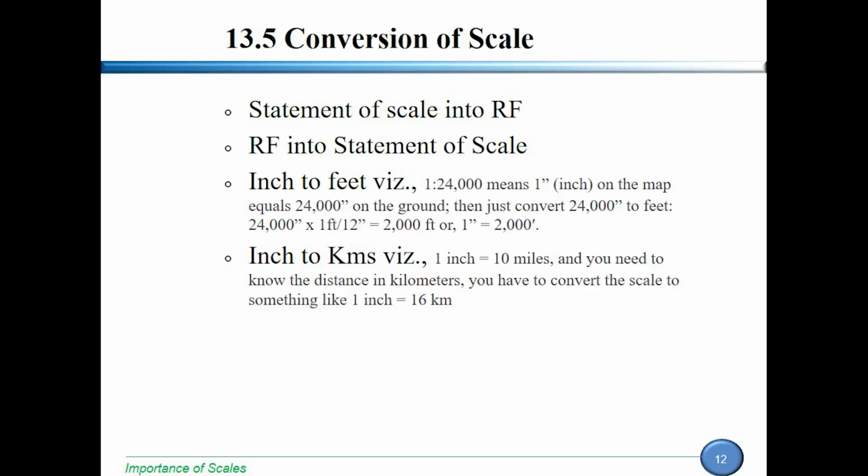So, when we speak about the conversion of scale, the statement scale can be converted to fraction scale, as well as the fraction scale can be converted into statement scale. For example, inches to feet can be converted with the help of calculations. Likewise, inches to centimeters, millimeters and kilometers can also be converted, and vice versa. That means the kilometers can be converted into inches, as well as miles can be converted to centimeters as well.